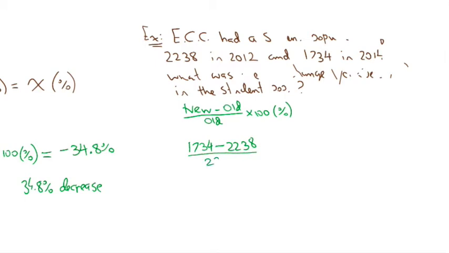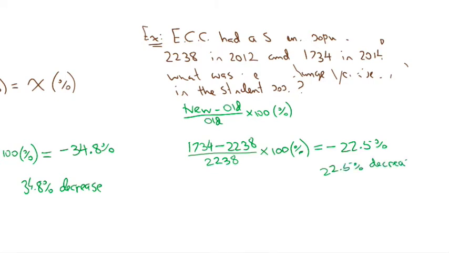In the bottom goes the old value, 2238. Just throwing numbers at this is not going to help you. You have to know what number really belongs in what position. Times it by 100. Change it to a percent. What was our, obviously, decrease? 22.5, so negative 22.5%, but you can also write it as 22.5% decrease.